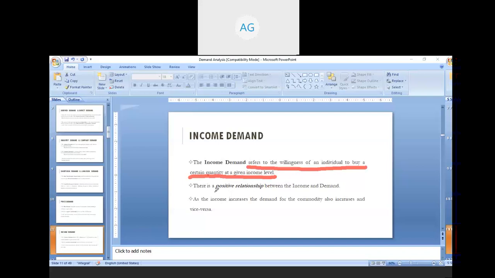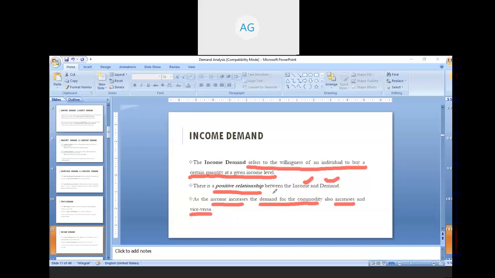So there is a positive relationship between the income and demand. As we read in the previous slide, there is a negative relationship between the price and demand, but here you can see there is a positive relationship between the income and demand. As the income increases, the demand for the commodity also increases, and vice versa. Means as the income decreases, the demand also decreases. So basically, the income demand relates with the positive relationship between the income and demand. So this is the definition of the income demand.